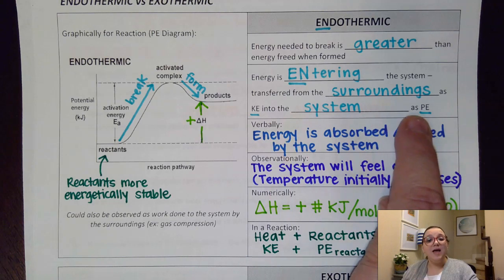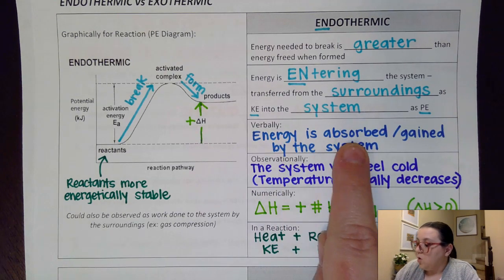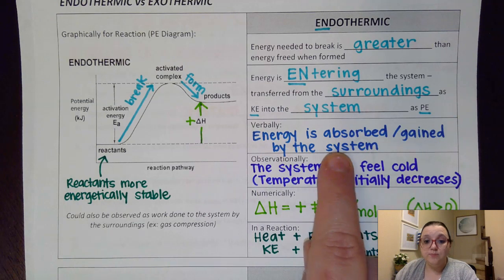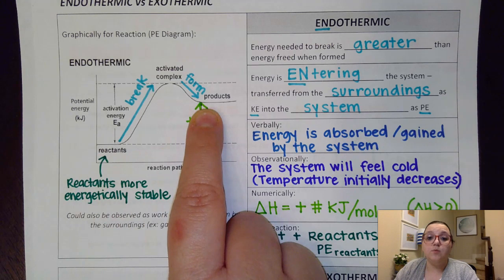And so again, the problem is that I cannot feel that potential energy once it's entered the system. All that I'm going to be able to feel is the fact that we're intaking that kinetic energy from the surroundings into the system. So that's going to play a role when we talk about how this system feels. Next, we could say that energy is absorbed or gained by the system. And so we can see that here, that overall, as we went from reactants to products, there was a gain of energy that occurred.